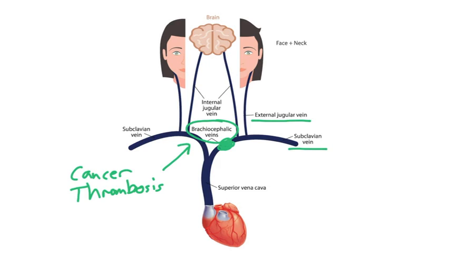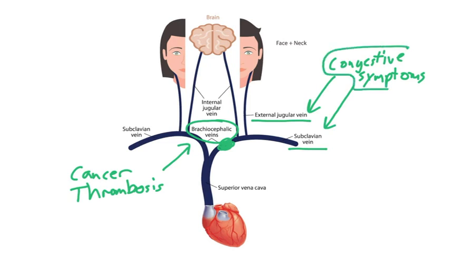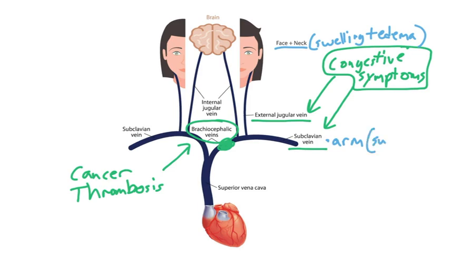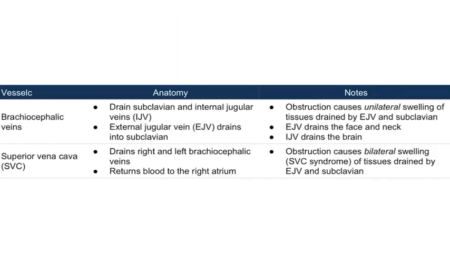It is reasonable to assume that there will be symptoms from increased internal jugular vein pressure. However, patients typically experience congestive symptoms from the external jugular vein and the subclavian vein. Now, what do you think these symptoms would be? Well, we know that the external jugular vein drains the face and neck. If you can't drain these areas, blood will accumulate, so the patient will likely have swelling and edema of the face and neck. The same idea is true for the subclavian vein, which drains the arm. Blockage of the subclavian vein would lead to upstream swelling and edema of the arm. So if you obstruct the brachiocephalic veins, you will get unilateral swelling of the tissues drained by the external jugular vein, so the face and neck, and the subclavian vein, which is the arm.